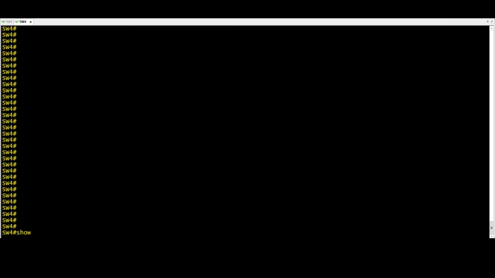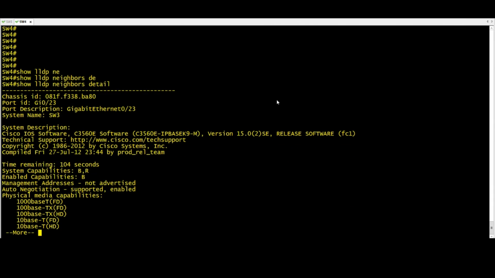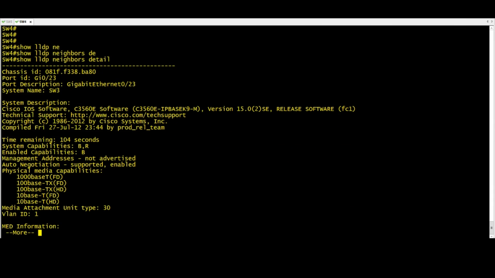Well, to do that, we do the show LLDP neighbor, and then we use the details command. And in this case, it's going to come back with a bunch of details about the neighbors. In this case, our only neighbor, which is switch 3. So we know it's switch 3 because I've put switch 3 as the host name on the other side. We can see what ports and the base MAC address. We can see any information relating to the iOS and what capabilities.